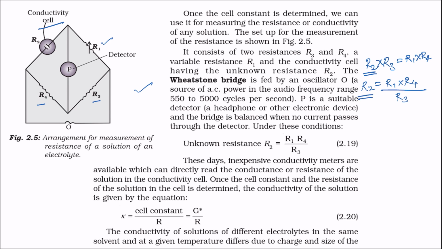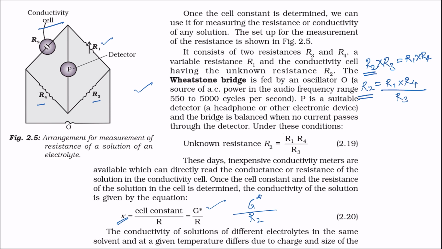Once the resistance of the solution in the conductivity cell is determined, the conductivity of the solution can be obtained by making use of this relation, that is, conductivity is equal to cell constant divided by the resistance of the electrolytic solution. Here the resistance of the electrolytic solution is R2, so cell constant divided by R2. This will give the conductivity of the electrolytic solution present in the conductivity cell.